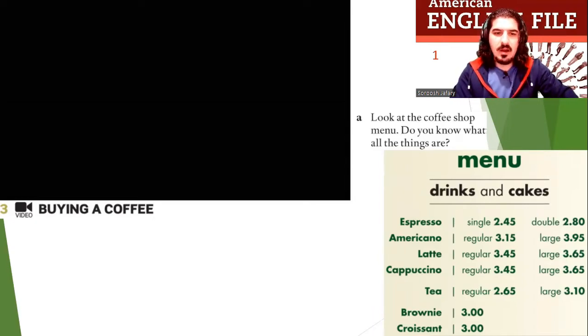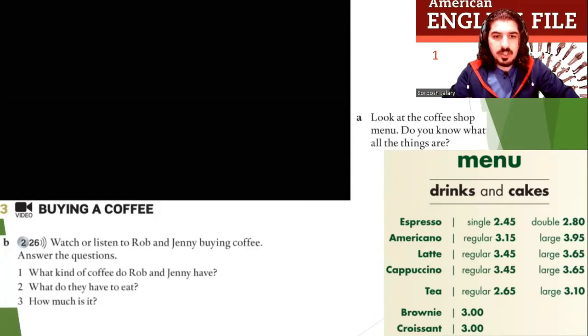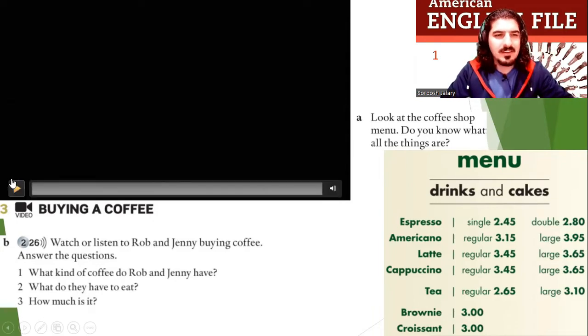Good. Now, watch. Rob and Jenny are buying coffee. Answer the questions. Number one, what kind of coffee do Rob and Jenny have? Number two, what do they have to eat? And number three, how much is it? Let's do it.